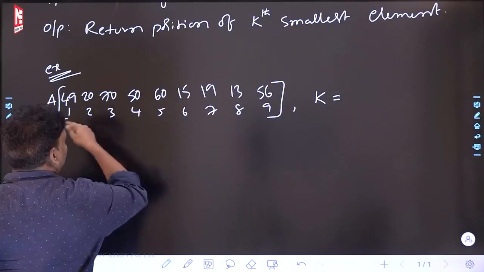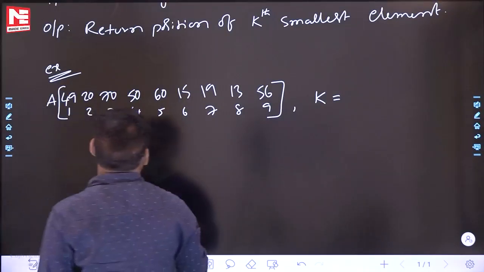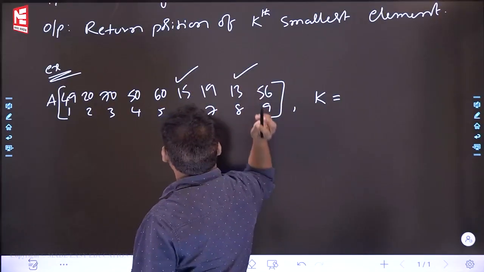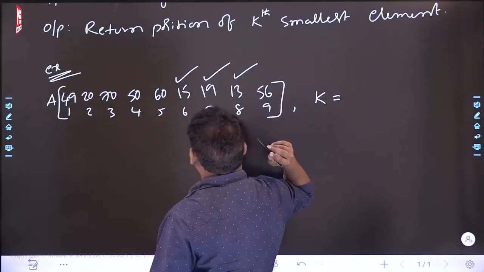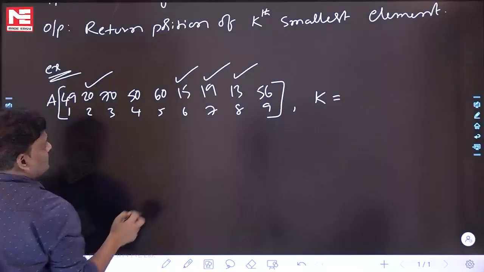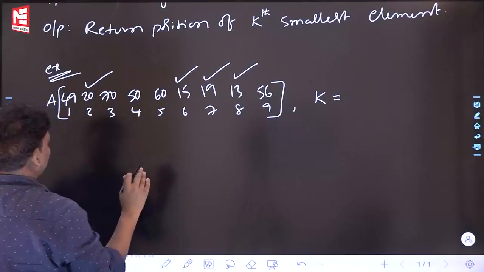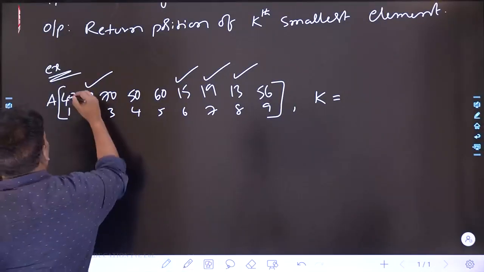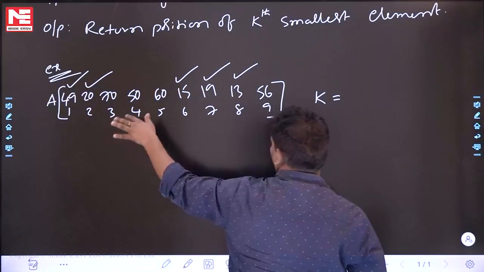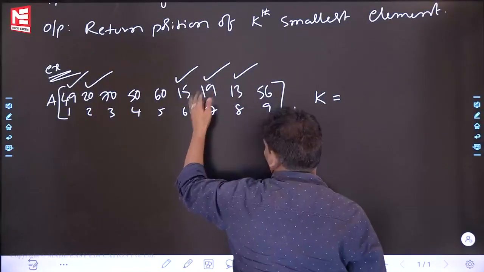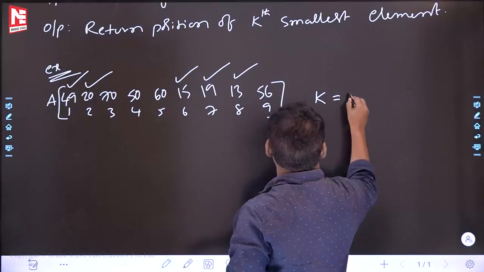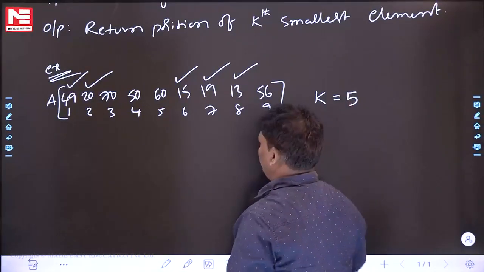In this array, who is the first smallest element? The first smallest element is 13, the second smallest is 15, the third smallest is 19, the fourth smallest is 20. Next, the fifth smallest element is 49. Like that, all smallest elements are there. Now, in this array, I want to find the fifth smallest element. That is my goal.